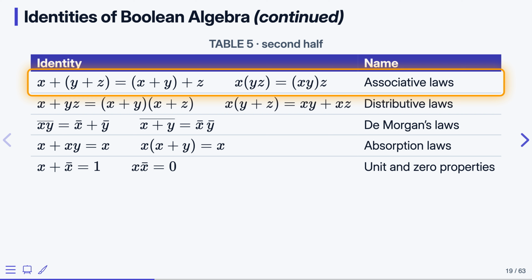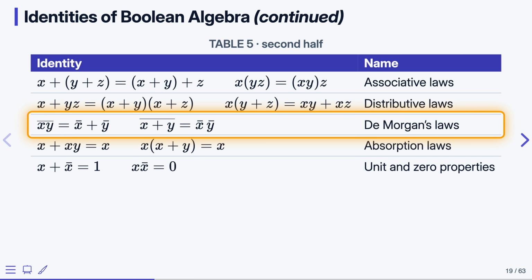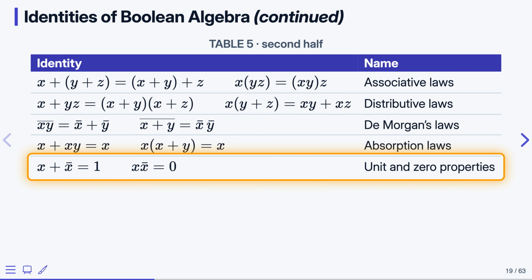Now the second half. The associative laws say brackets do not matter when the operation is the same all the way through. The distributive laws are the surprise. In Boolean algebra, the sum distributes over the product as well. Ordinary arithmetic does not allow that. De Morgan's laws tell you how a bar moves across a bracket. The bar splits and the operation flips. The absorption laws say that a whole term can vanish. And the last line says a variable plus its own complement is always 1, while a variable times its own complement is always 0.